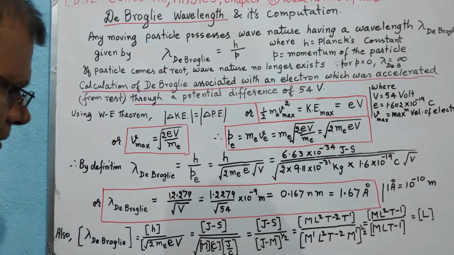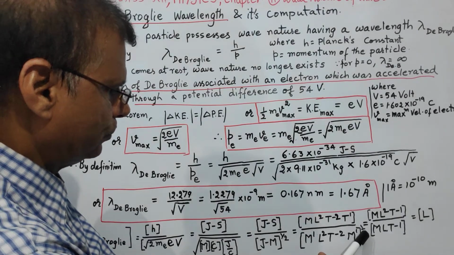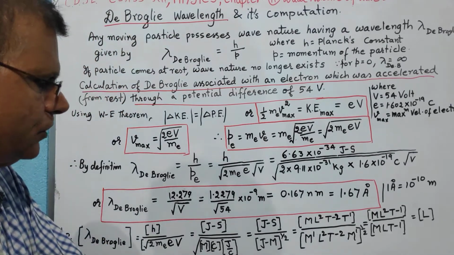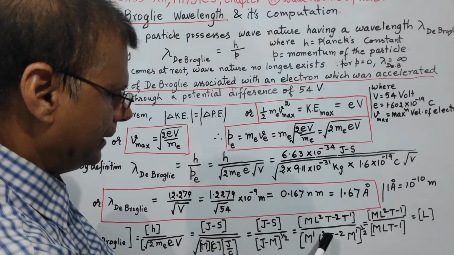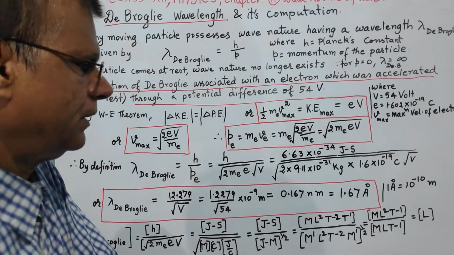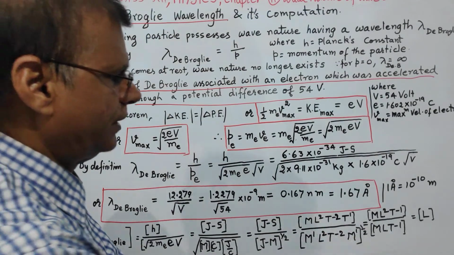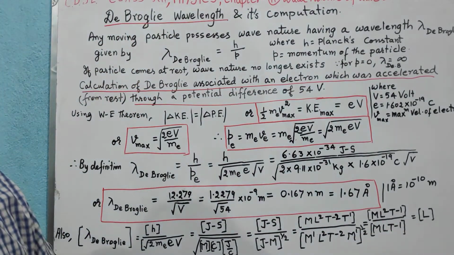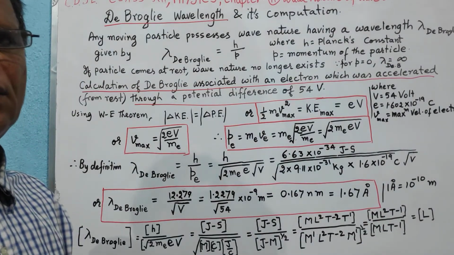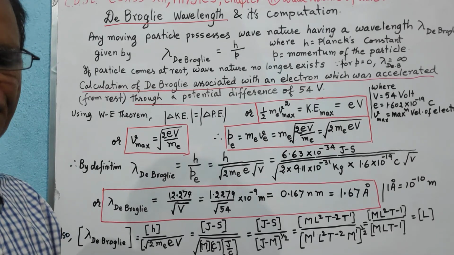And so if you take the root, the square will cancel the root, and we get M L T to the power minus 1. M L T minus 1 remains in the denominator, and M L square T minus 1 remains in the numerator, and so finally it becomes L in the numerator only, and that L is nothing but the unit of length, that is unit of wavelength, meter.